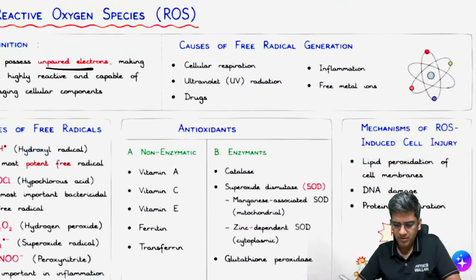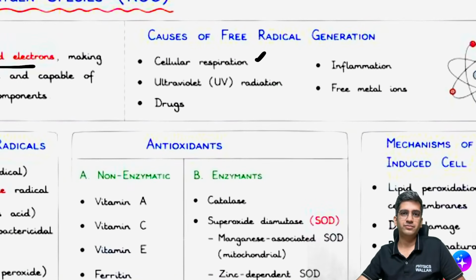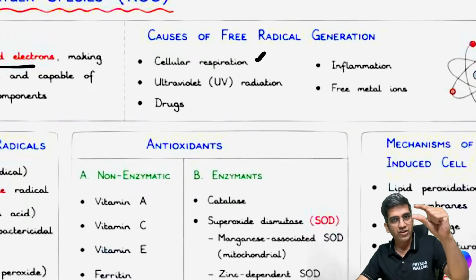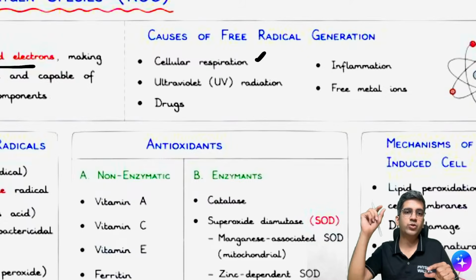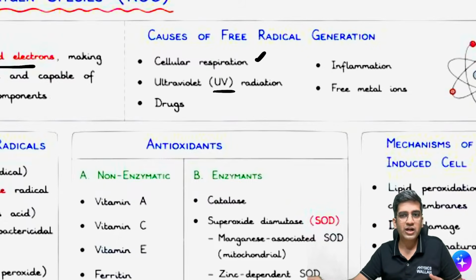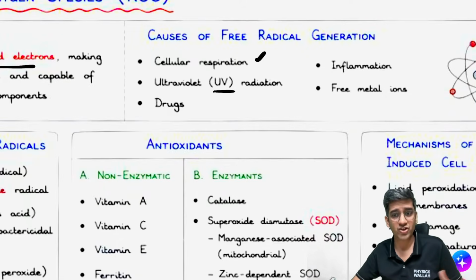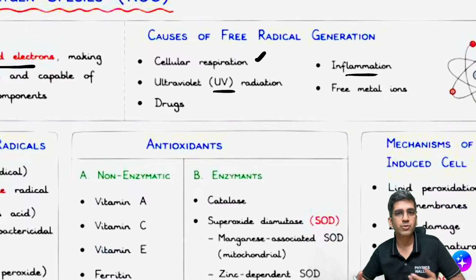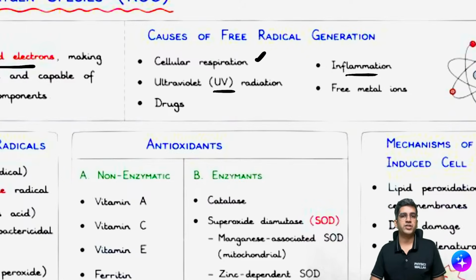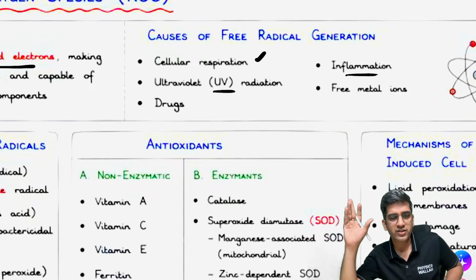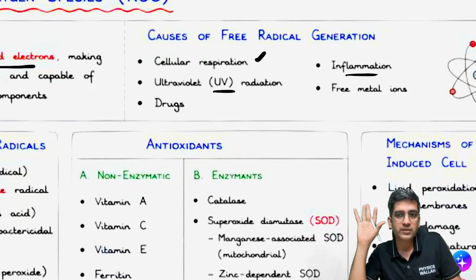Who creates them? Cellular respiration creates them. What's the outcome of the electron transport chain? Reactive oxygen species. Every molecule of ATP I produce, I'll have reactive oxygen species. UV rays, you can't be there without UV rays. It's a radiation, right? It'll cause reactive oxygen species. Drugs and inflammation can cause it, because all the WBCs produce reactive oxygen species. Free metal ions, you must have remembered, free iron is dangerous, free copper is dangerous because they create reactive oxygen species. It's not that I'm going to die with this because I'll have mechanisms for me to stop it.